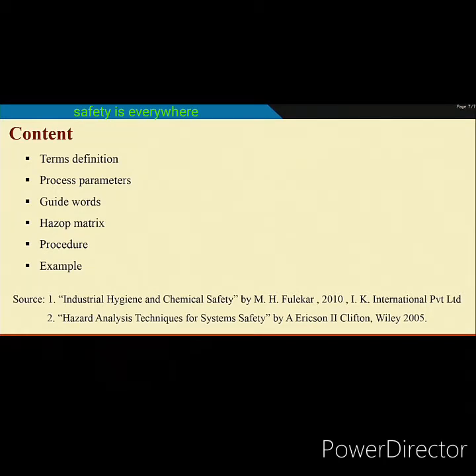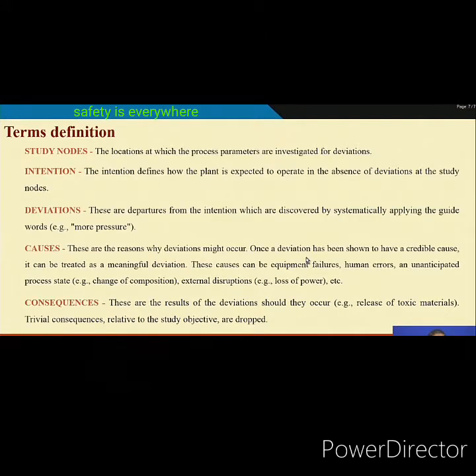Primarily the source of this lecture material is two books. One is Industrial Hygiene and Chemical Safety by M.H. Fulekar, 2010, I K International Private Limited, and Hazard Analysis Techniques for System Safety by Clifton A. Ericson II, 2005. So, this is the content of today's presentation.